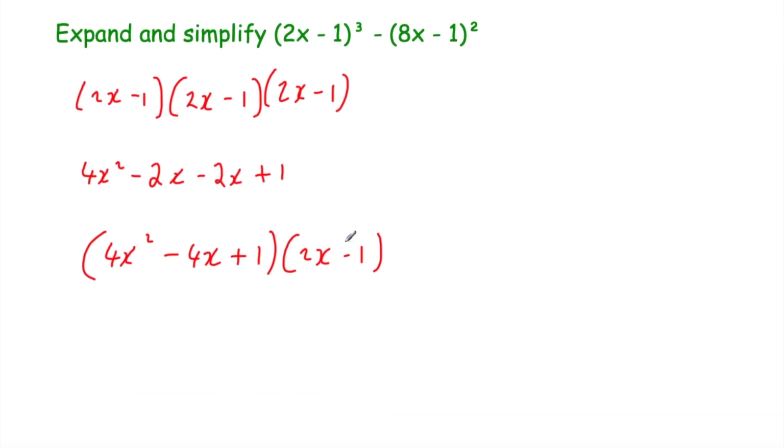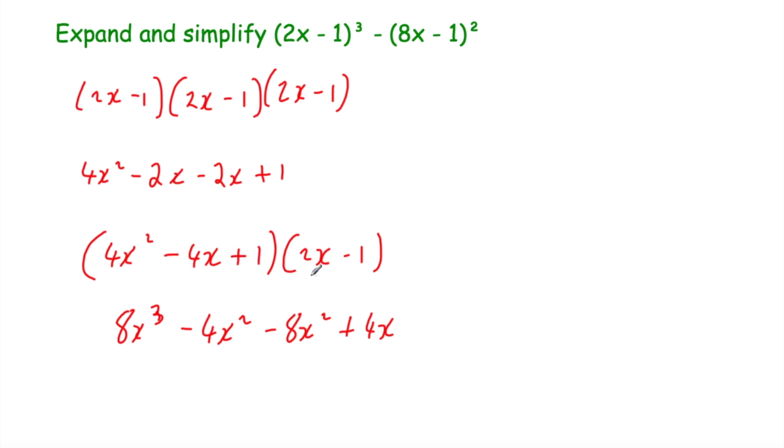So 4x squared times 2x would be 8x cubed. Then 4x squared times minus 1 would be minus 4x squared. So we've timesed everything in the bracket by 4x squared. Now let's times everything in the bracket by minus 4x. Minus 4x times 2x would be minus 8x squared. And then minus 4x times minus 1, well, a negative times a negative is a positive, and 4x times 1 will be plus 4x. So that's fantastic. We've now timesed everything in the bracket by minus 4x.